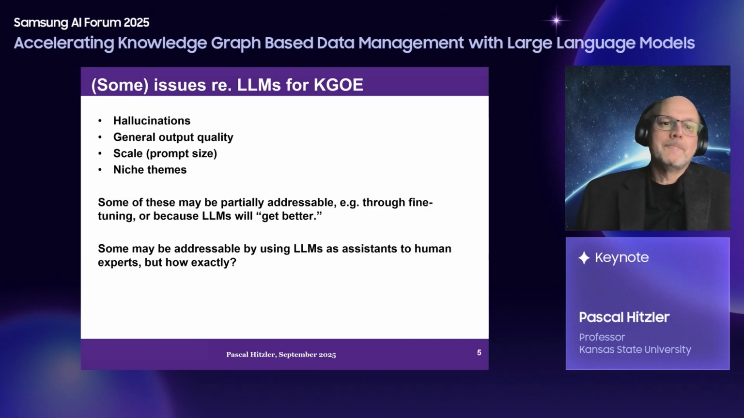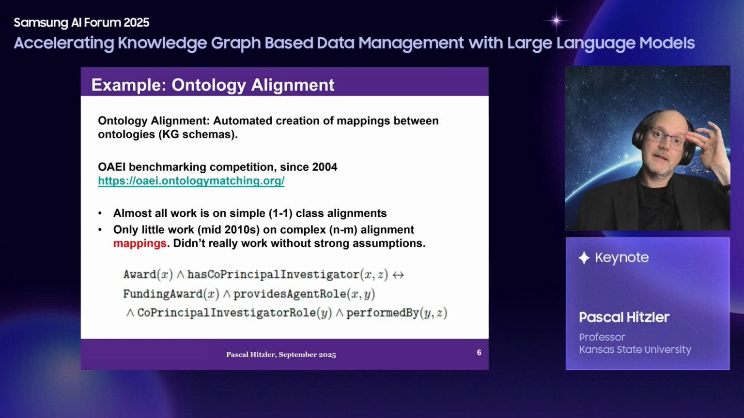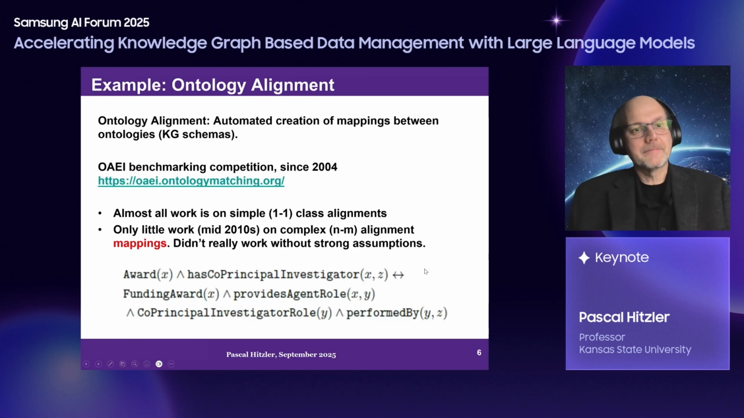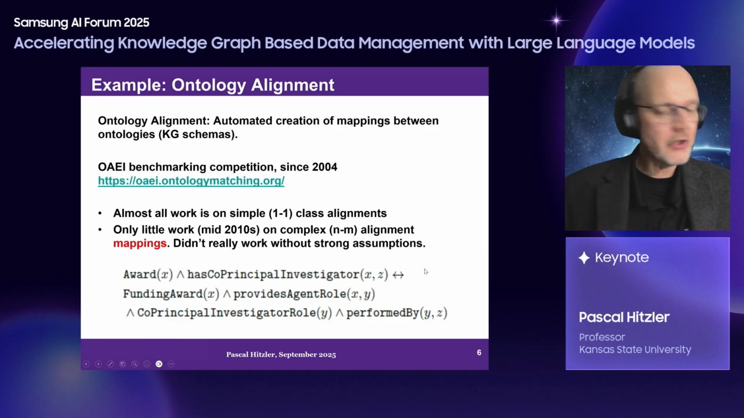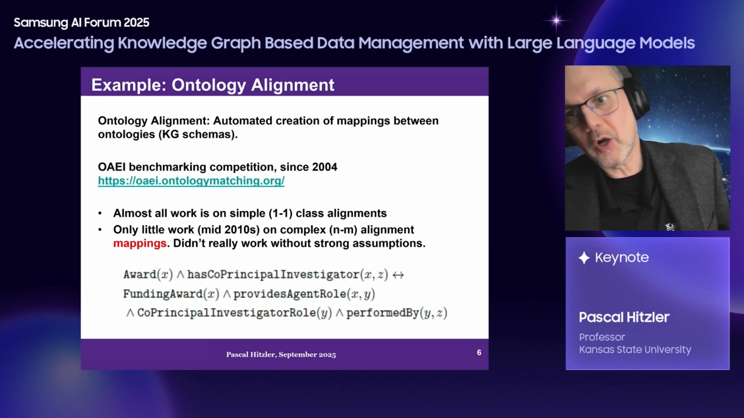So, some may be addressable, of course, and I'll come to that on one of the later slides. But how exactly can we get towards addressing them? And what are key bottlenecks we can look at here?